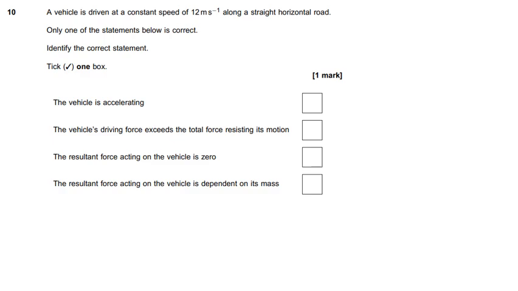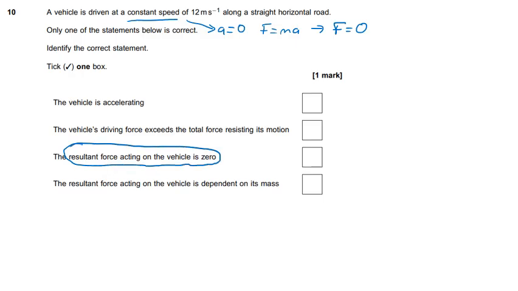Right, on to some mechanics now, second half of the paper. So we've got a vehicle driven at a constant speed of 12 meters per second along a straight horizontal road. Which of these statements below is correct? Well, if it's at a constant speed, then that means that the acceleration is 0. And because F equals ma, that tells us that the overall force must be 0. So the resultant force acting on the vehicle is 0. That's what we want.